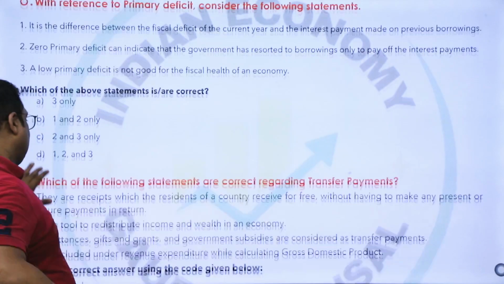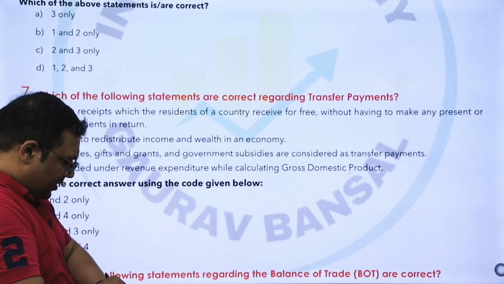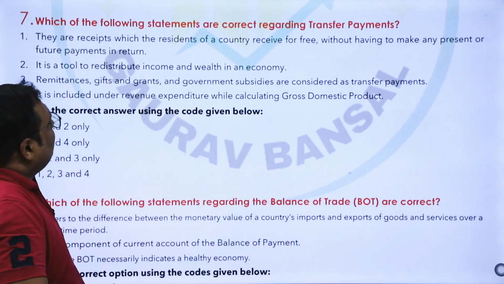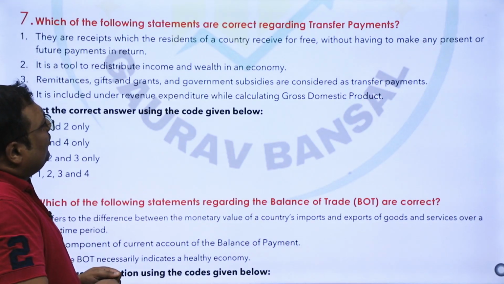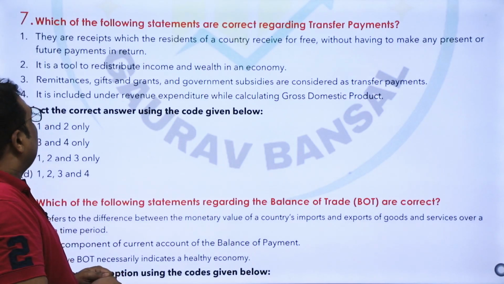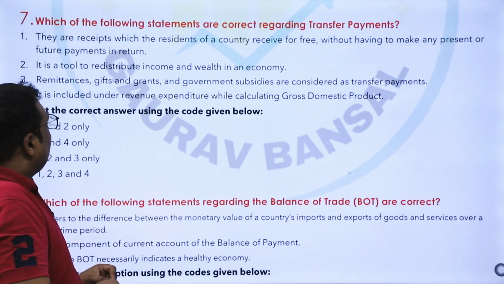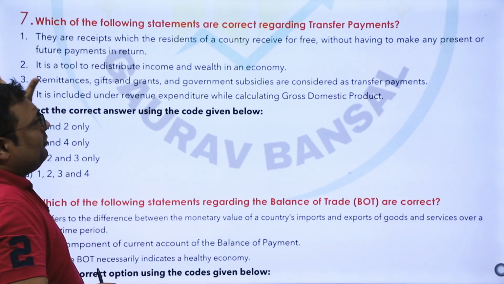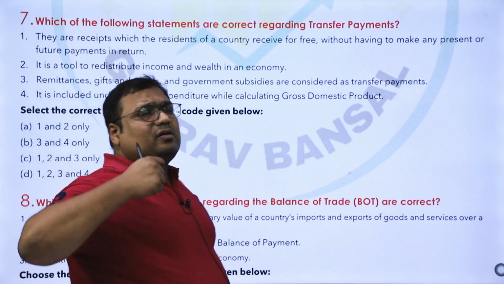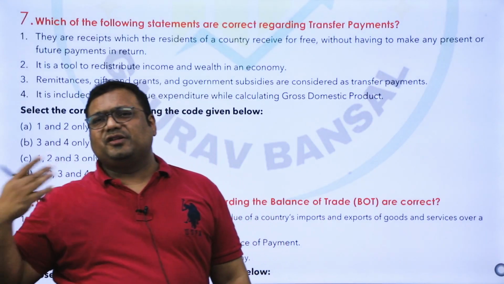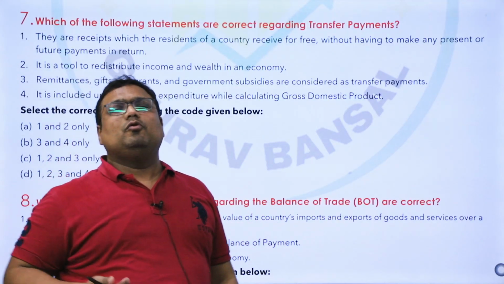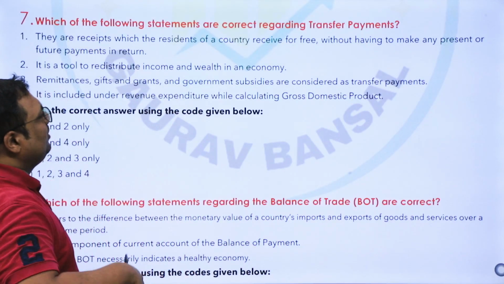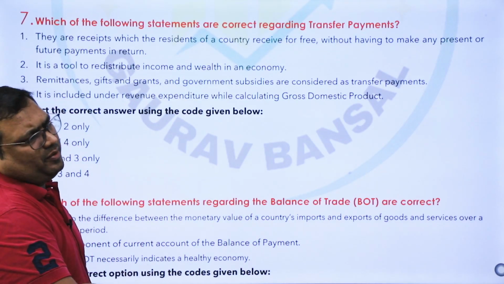Question number 7. Which of the following statements are correct regarding the transfer payments? First, they are receipts which the residents of a country receive for free without having to make any present or future payment in return. Okay. Transfer payment we understand, where nothing has to be provided in exchange. I get money but I do not have to perform anything. I do not have to give anything for that money. That is transfer payment. Okay, gift is a transfer payment, for example.